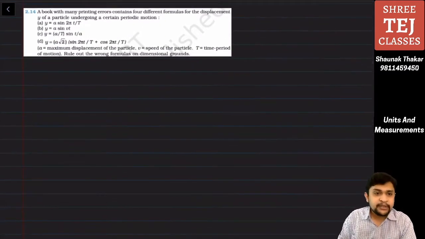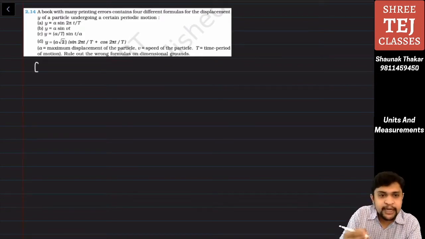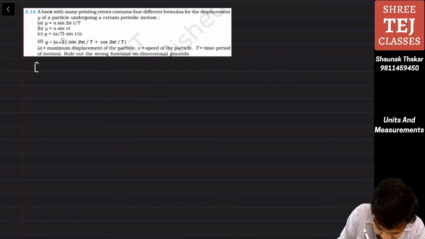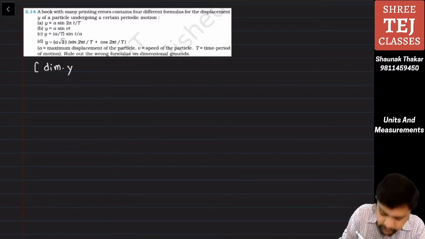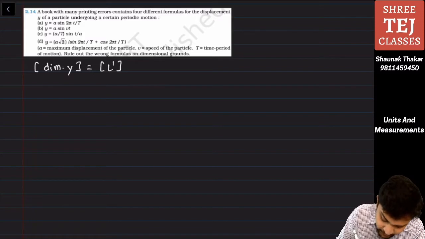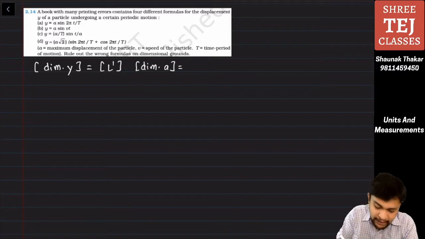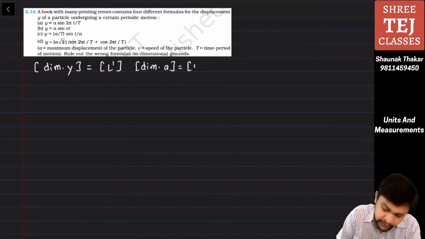Now let us look at question 2.14. Now what have we been given? We have four different formulae for displacement y of particle undergoing certain periodic motions. Now A is the displacement of the particle. So let us first write the dimensions of various variables we do know. So dimension of y. What will be dimension of y? It is displacement, so it will be L raised to 1. What will be dimension of A? A again is maximum displacement of particle, so again length L raised to 1.